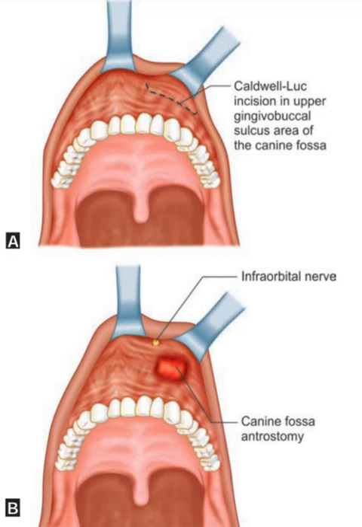Caldwell Luke operation, which was described by George Caldwell in 1893 and Henry Luke in 1897, consists of two antrostomies: canine fossa through sublabial approach, and inferior meatus intranasally. It allows for both dependent drainage and irrigation. It has a long history in the treatment of paranasal sinus diseases.